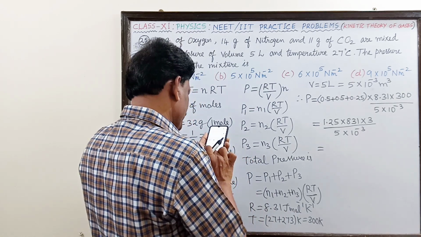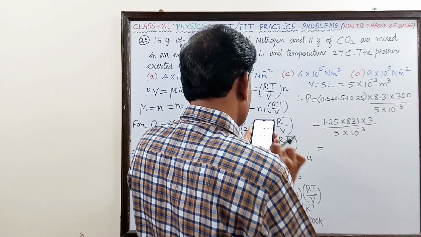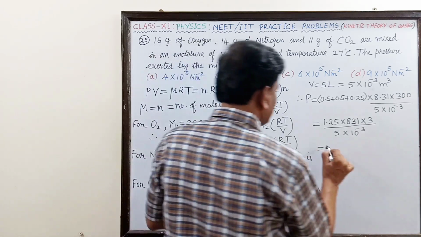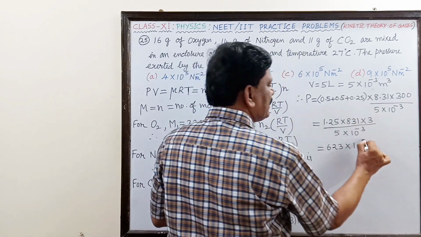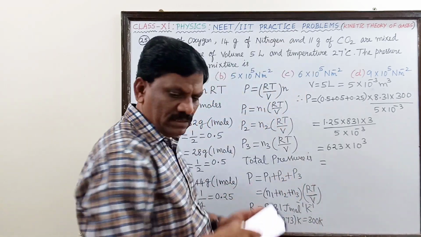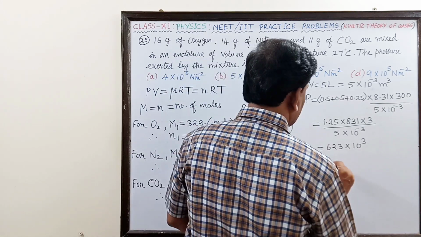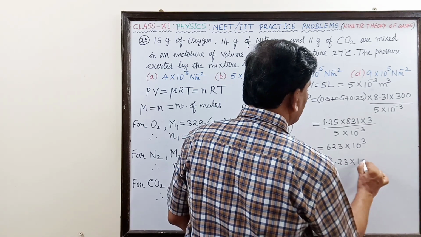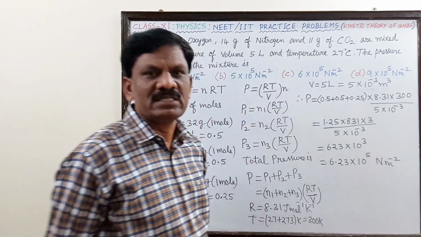So 1.25 into 3 into 831 divided by 5. So this divided by 5 is equal to 623. 623 into 10 power minus 3 is coming up as 10 power plus 3. Okay. Now after 6 there are 2 decimal digits. So I can also write this as 6.23 into 10 to the power of 5. Since it is pressure, the unit is Newton per meter square.